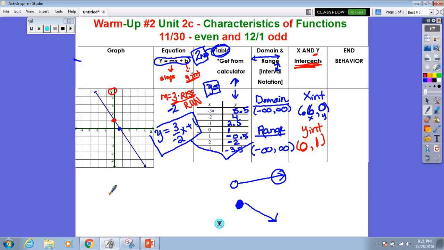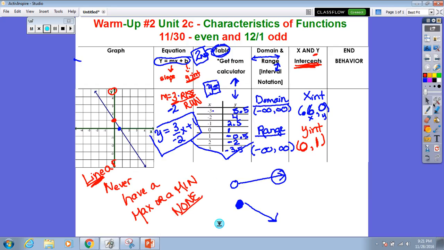For linear equations, you will never have a max or a min, because these lines keep going on and on forever. There is no point that is the lowest point. Not if the line keeps going forever. There is no point that is the highest point if the line keeps going forever and ever and ever. So if it is a linear equation, notice the word linear has the word line in it. So if it makes a line, it will never have a max or a min. That will always be none.